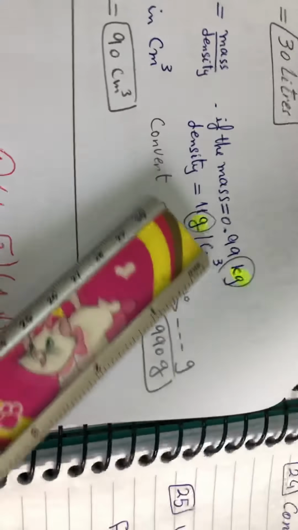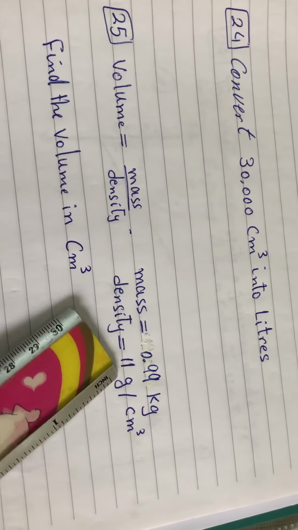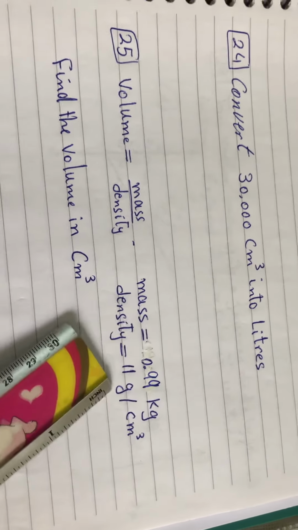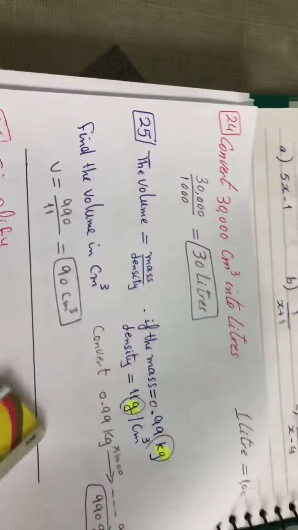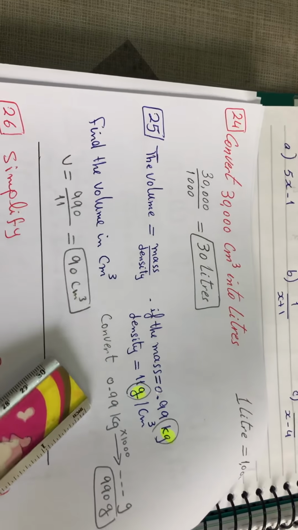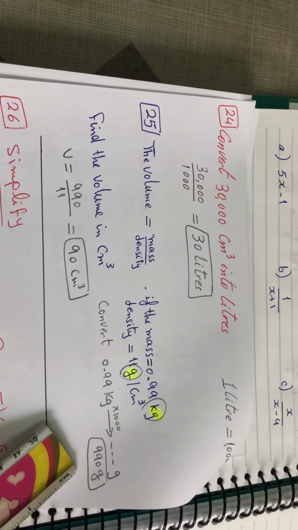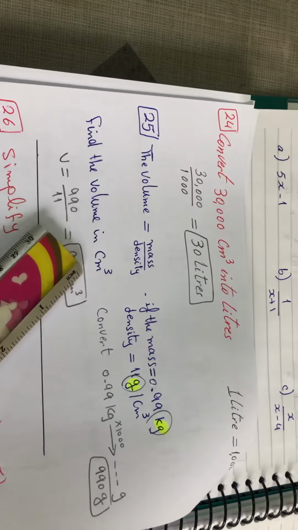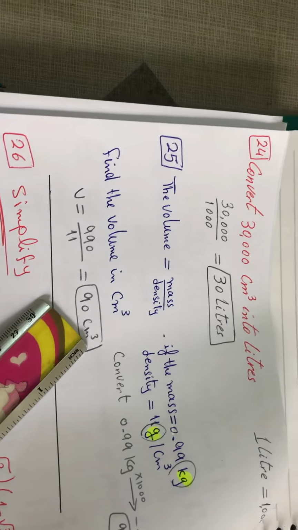In the beginning, I want to change units: here kilogram and here gram. So I have to change the kilogram into gram to get the volume per cubic centimeter. Here I highlight kilogram and gram. Change the kilogram into gram, multiply by 1,000, so it will be 990. Now the volume equals mass over density, so 990 over 11 equals 90.